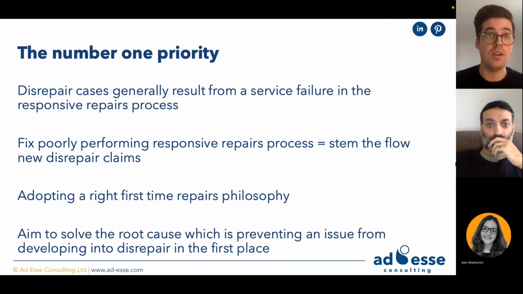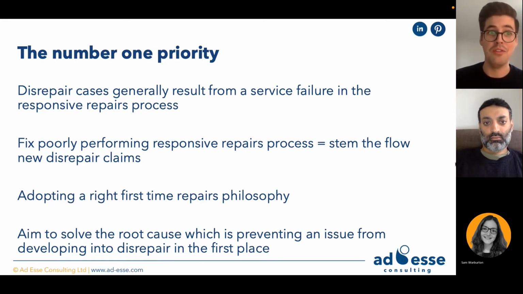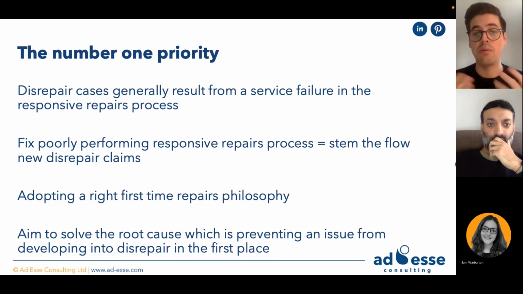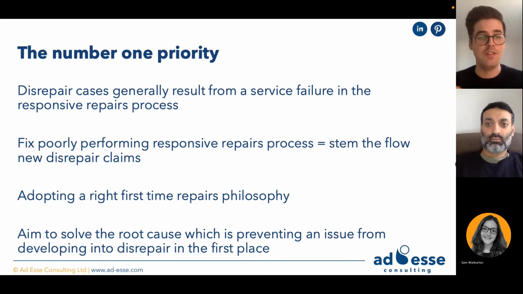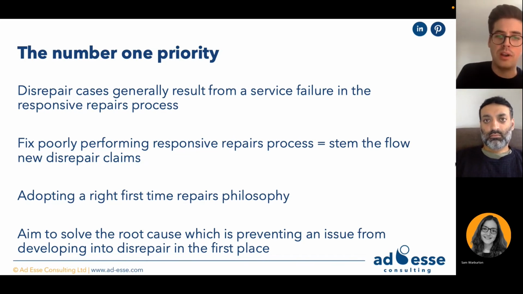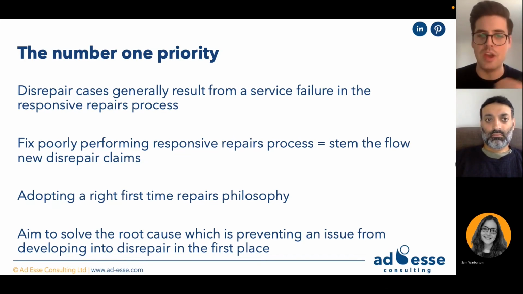So the main focus, the main priority really should be on fixing poorly performing responsive repairs process. That will help to stem the flow of the volume of disrepair claims and cases that we're starting to see come through. And the main approach that social landlords should use for that responsive repairs process is adopting a right first time repairs philosophy, where the main objective is going to the property, making sure we're getting it fixed there and then, even if it means going away and getting more materials, etc., but prioritizing that over internal targets for numbers of appointments completed per day.